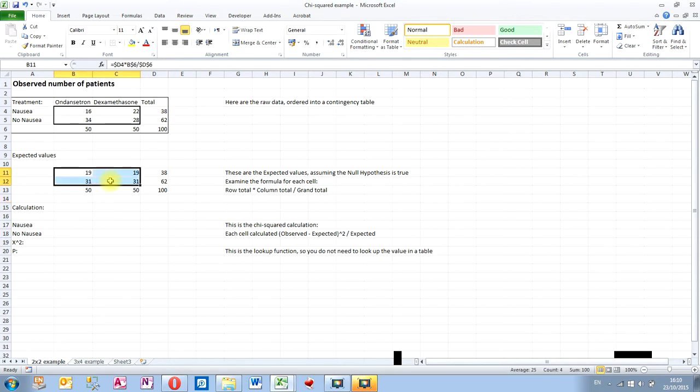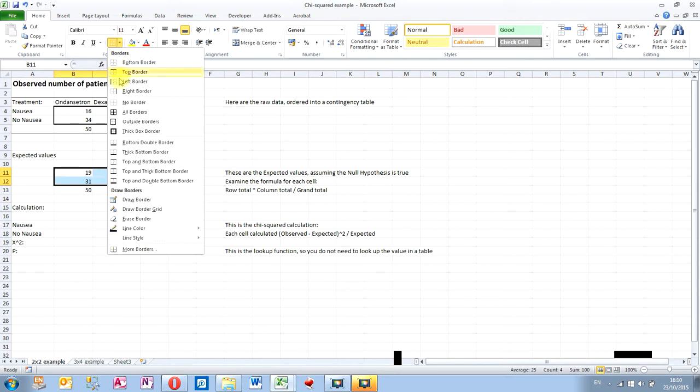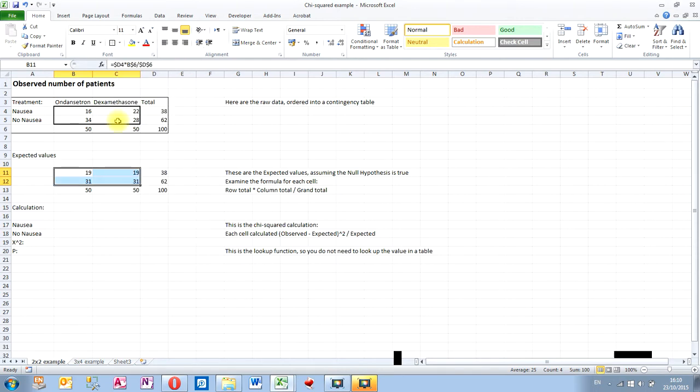I'm just going to highlight these in a little box so that it makes it clear which ones are the actual numbers and which are the totals. So now, these four cells here represent what I would expect if the null hypothesis were true. Okay, they are a little bit different from what I observed. So for example, there were 3 more in this cell than I would expect there to be, and there are 3 fewer in this cell than I would expect. So is this significant or isn't it?